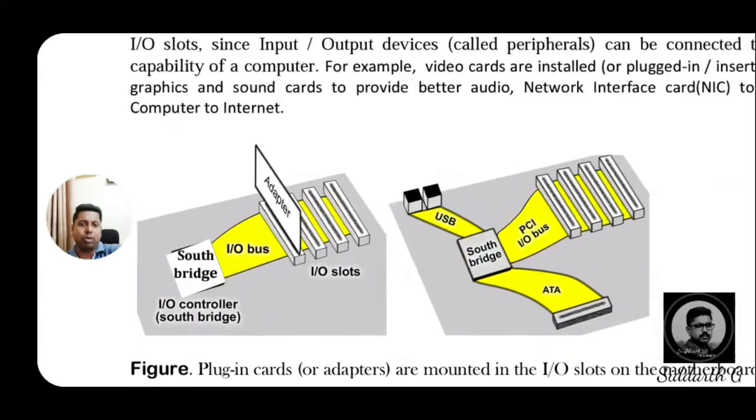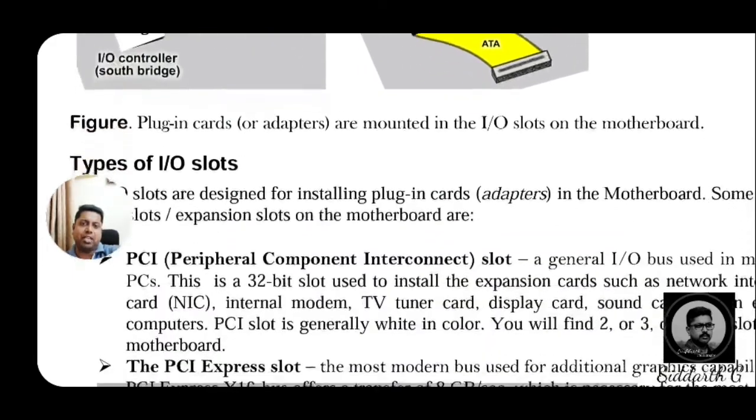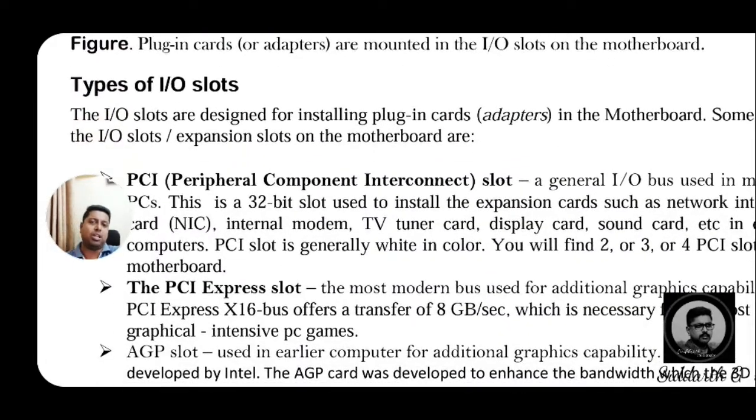So this is one pictorial representation of how the IO slots look. In the figure, if you are able to observe, the plug-in cards are mounted to the IO slots. So this is what input output slots perform. In brief, if you are explaining IO slots, what are all the IO slots we have?